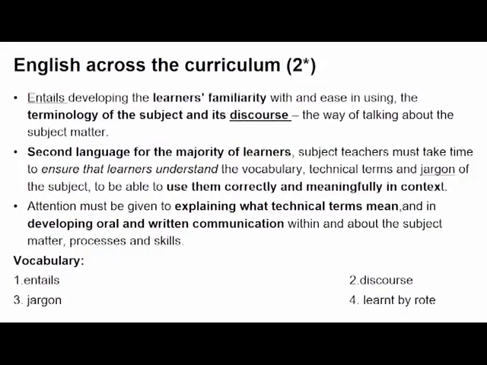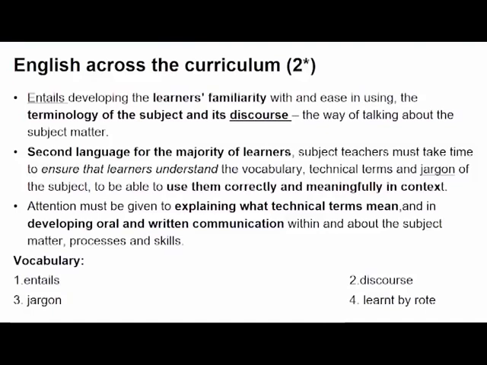Okay, so what else does English across the curriculum entail? You need to develop the learner's familiarity with and ease in using the terminology of every subject and its discourse. Discourse means the way of talking about the subject matter. As I said, it's a second language for most of our learners.